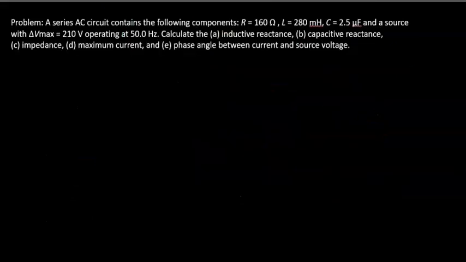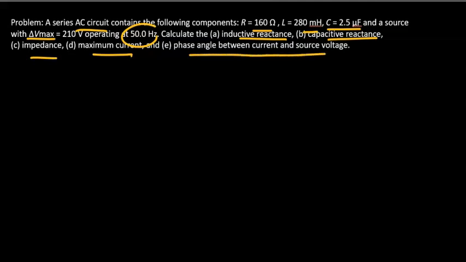Let's look at a problem. A series AC circuit contains the following components. The resistance is 160 ohms, inductance is 280 millihenry, capacitance is 2.5 microfarad, and a source with the voltage amplitude of 210 volts, operating at 50 Hz. Calculate the inductive reactance, capacitive reactance, impedance, maximum current, and the phase angle between the current and the source voltage.